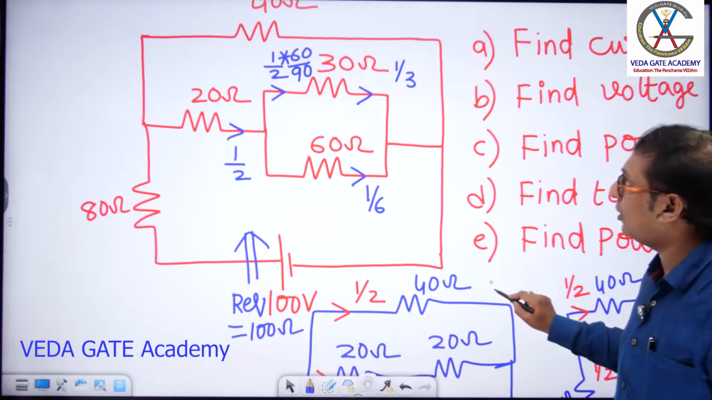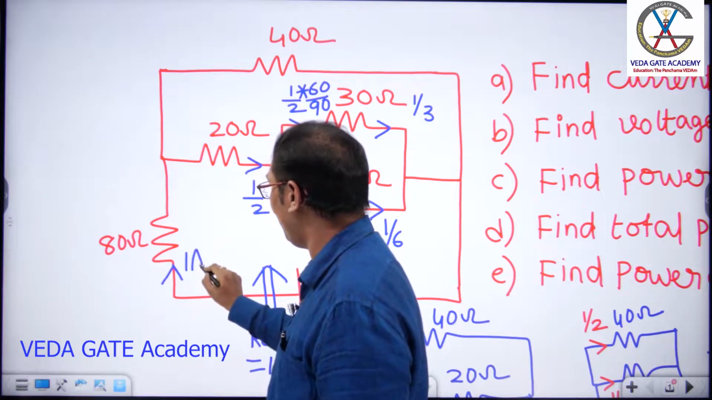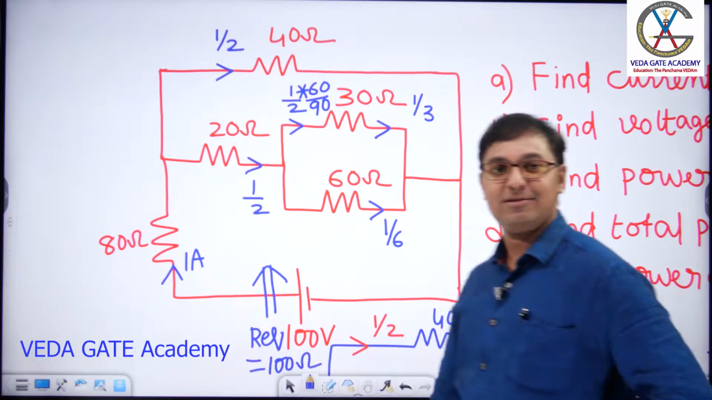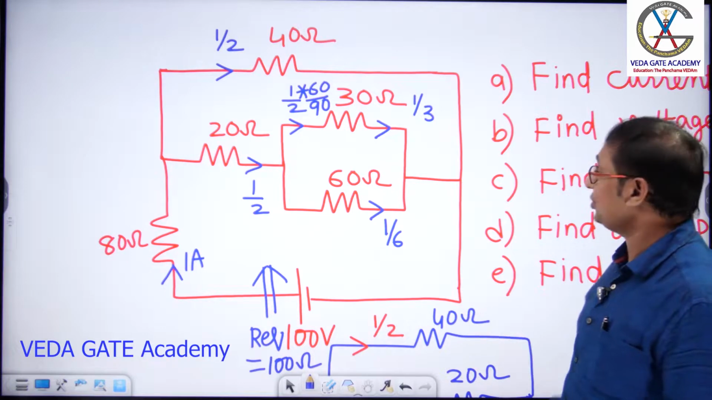Let us plot all the currents, dears. All the currents. What is the current here we got? 1 ampere. What is the current here we got? Half amperes. Half amperes. Next, the first question is over.